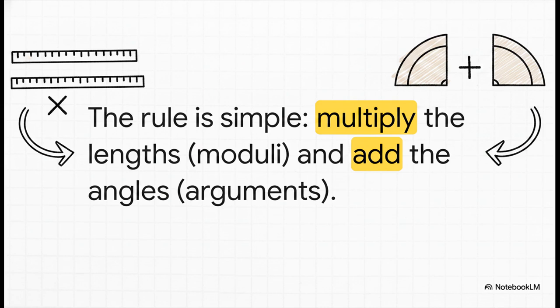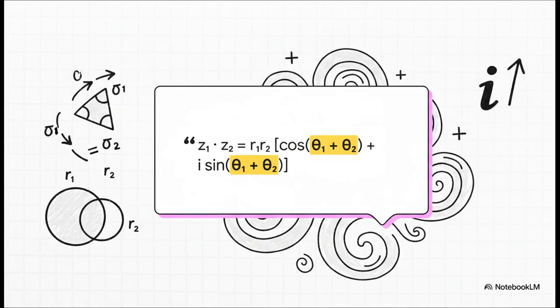It's that clean. And here's what that super simple rule looks like as a formal equation. You can see it right there. The lengths, r1 and r2, are multiplied together out front. And inside, with the cosine and sine, the angles theta1 and theta2 are just added up. It's exactly what we said, just in math speak.